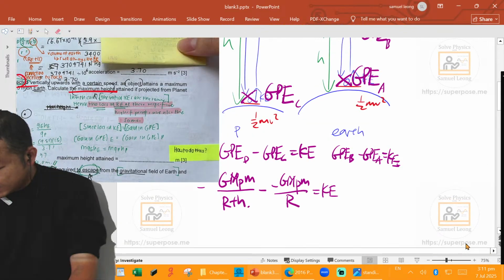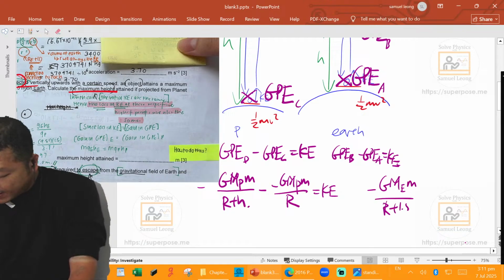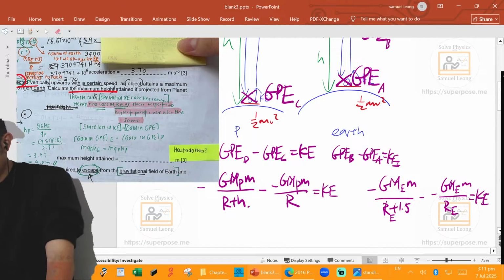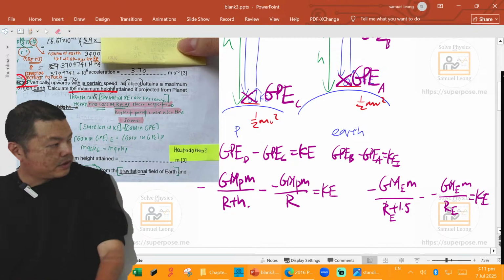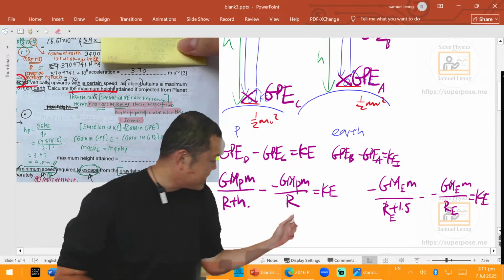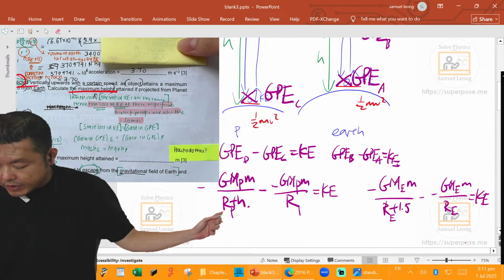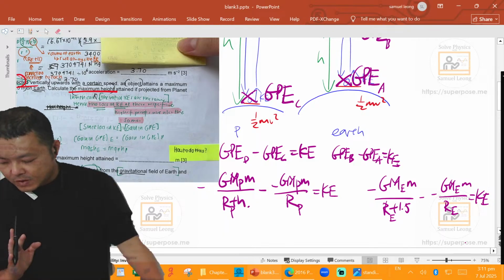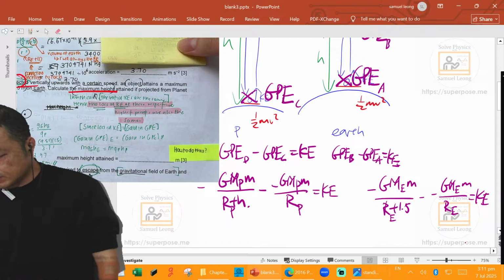Right, then for the other one, negative GM Earth M over R plus 1.5, this is Earth, minus GM Earth M over R of Earth equals to KE. Do you see the working? Sorry, this is R Earth, so actually this one is RP, I forgot. This one is the radius of P, like that. No square also.